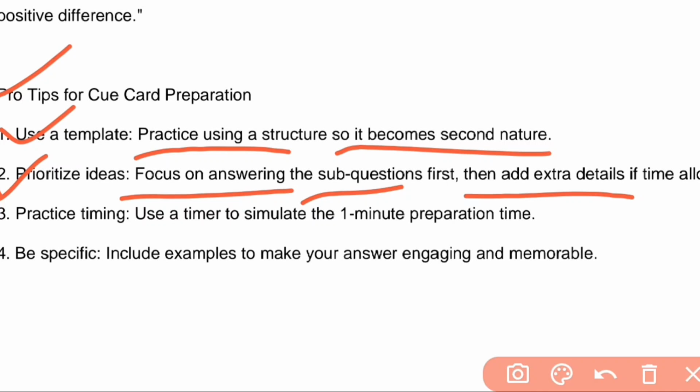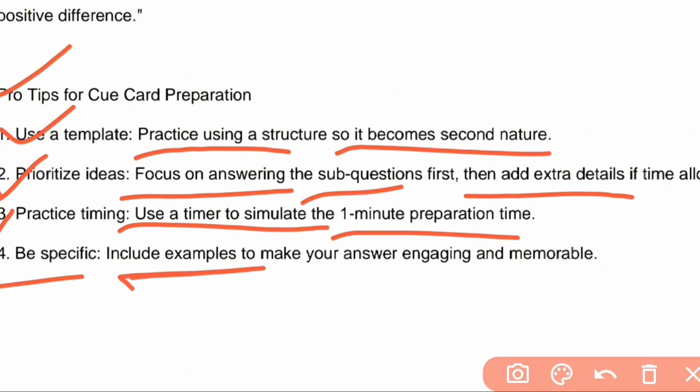So basically, a cue card is not random answering. You will be given some bullet points and with the help of those bullet points only, you have to develop your cue card ideas. Practice timing. Use a timer to simulate the 1 minute preparation approach. Be specific. Include examples to make your answer engaging and memorable.